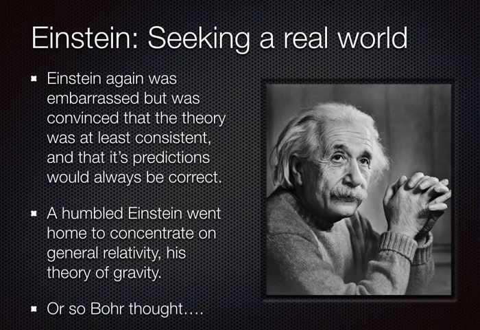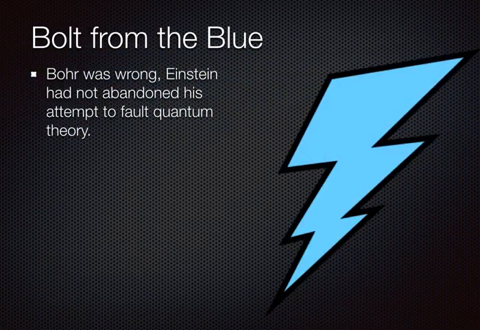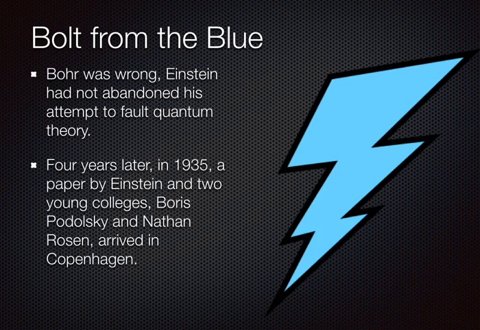Now, we don't know what Einstein was doing, but he wasn't just working on relativity. Because, a bolt out of the blue, Bohr was wrong. Einstein had not abandoned his attempt to fault quantum theory. Four years later, so four years after he got embarrassed, out of nowhere, in 1935, a paper written by Einstein and two young colleagues, Boris Podolsky and Nathan Rosen, arrived in Copenhagen. This time he just mailed it to him.